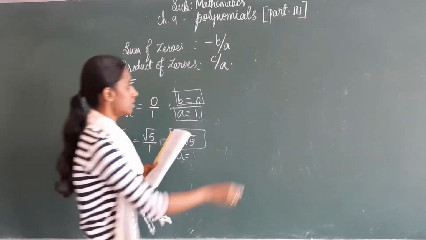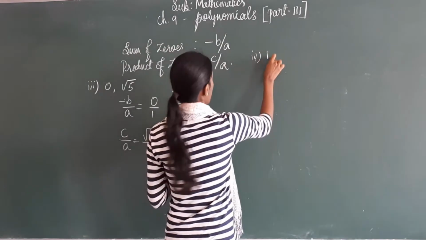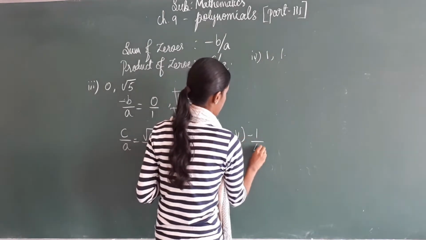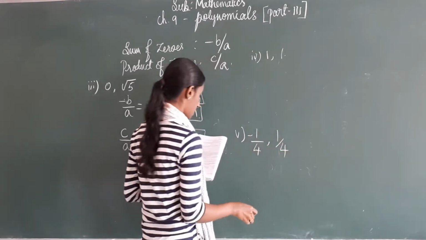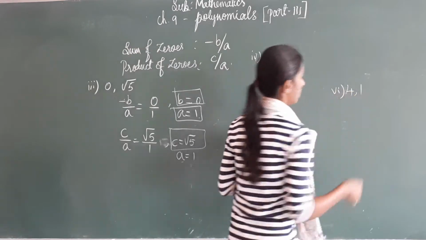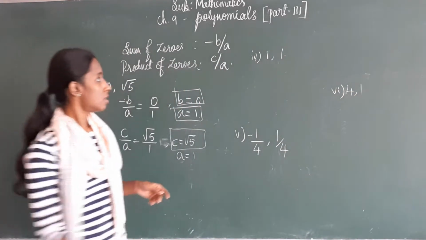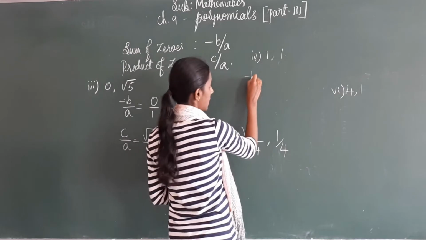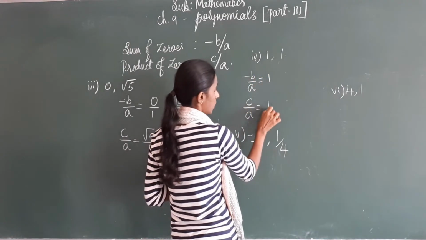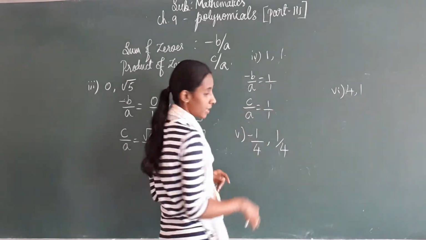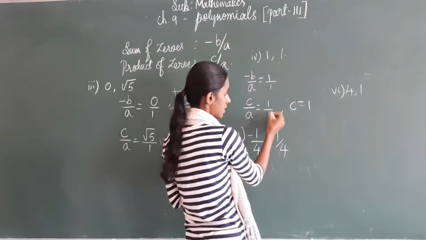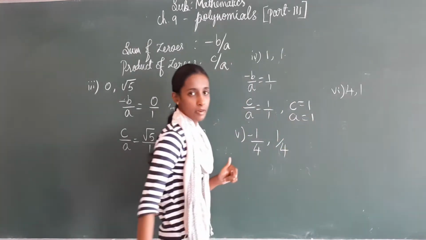So fourth question: 1 and 1. And fifth question: minus 1 by 4 and 1 by 4. Sixth: it is 4 and 1. So the sum is minus b by a, that is 1. The product is c by a, again it is 1. So can I write it as 1 by 1? From this, c is equal to 1 and a is equal to 1.